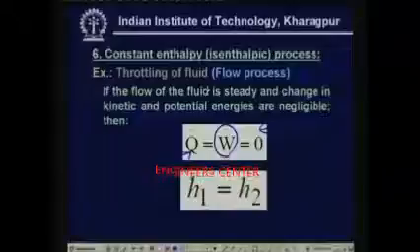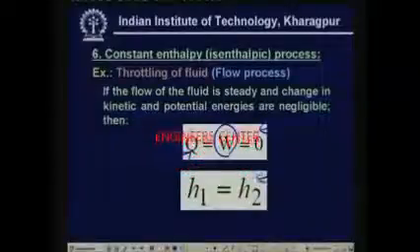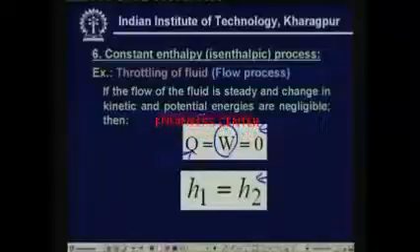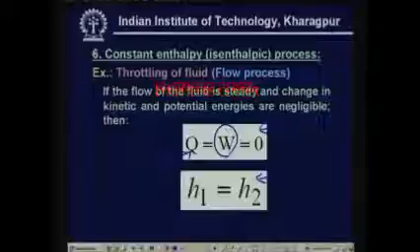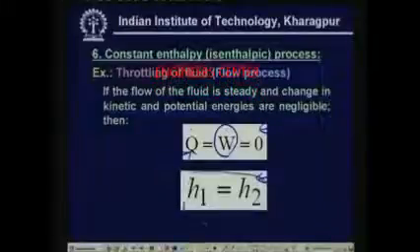And if you apply the steady flow energy equation which I discussed in the last class, under these assumptions of negligible kinetic and potential energy changes and no heat and work transfers, you get this equation. That means finally the throttling process is an isenthalpic process.